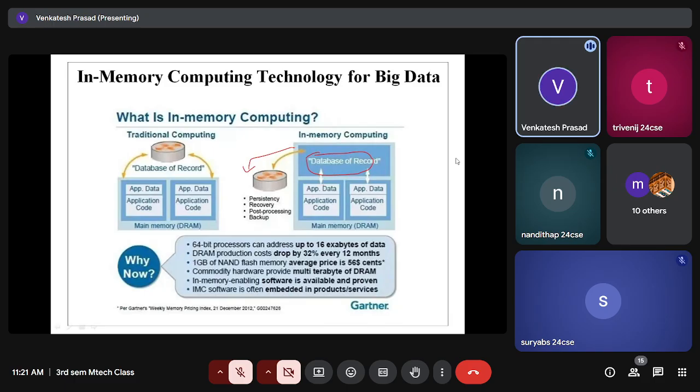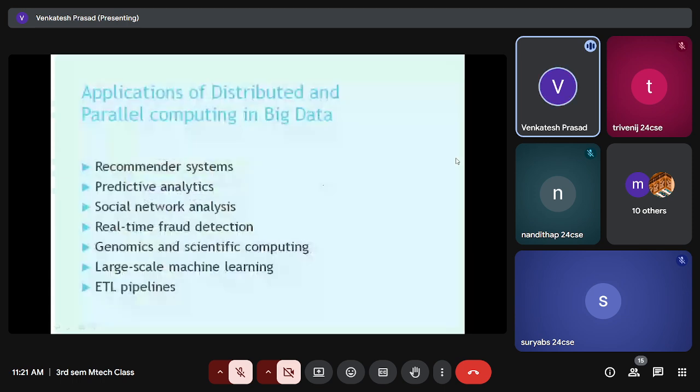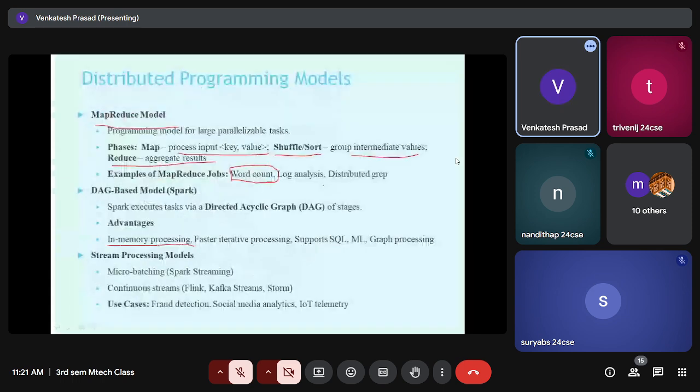The only disadvantage is the cost of the physical memory grid. Even though memory is cheap, you're talking about terabytes of data, so you have to pull in so much memory.